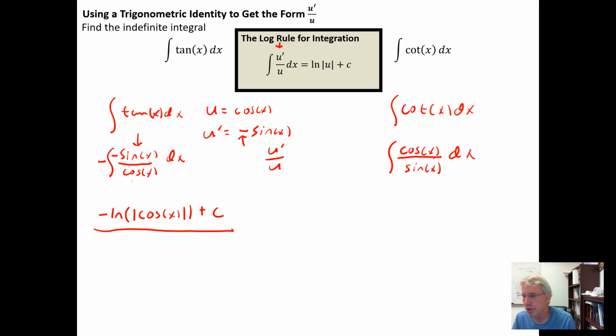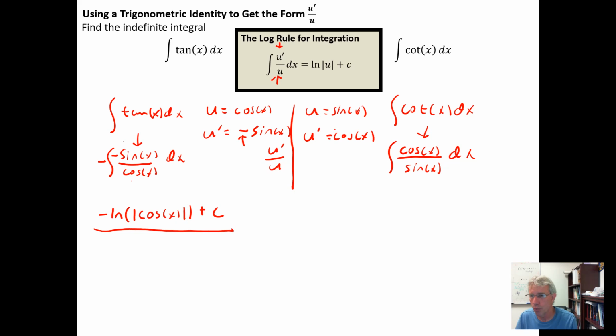And the cotangent function plays out the same way. If we let u equal the denominator, the sine, right? The u is in the denominator position. So if we let u equal the sine of x, we recognize that u prime is just the cosine of x. And we see that the cotangent function has a u prime over u form when written using this ratio identity for the cotangent.